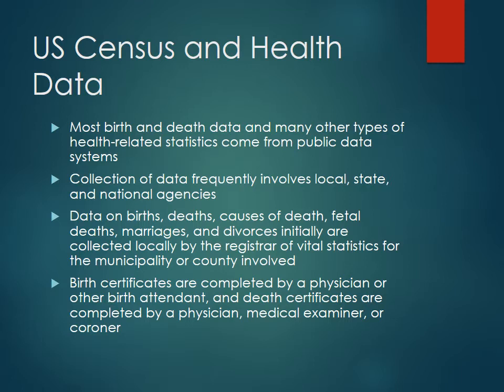Most birth and death data and many other types of health-related statistics are going to be coming from these public data systems. The collection of data is frequently going to involve the local, state, and then the national agencies. You'll find that data on births, deaths, the causes of death, fetal deaths, marriages, and divorces is collected locally by the Registrar of Vital Statistics, and then that gets fed up through the system and is collected federally as well.